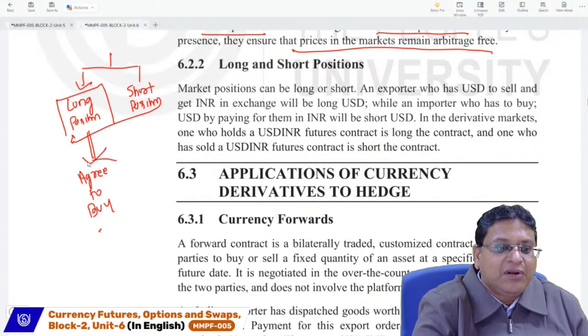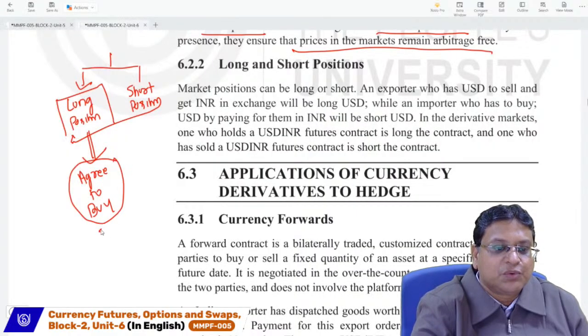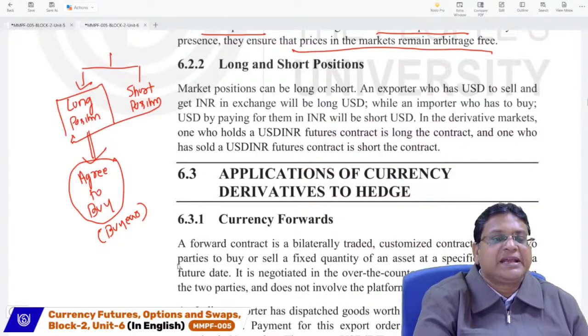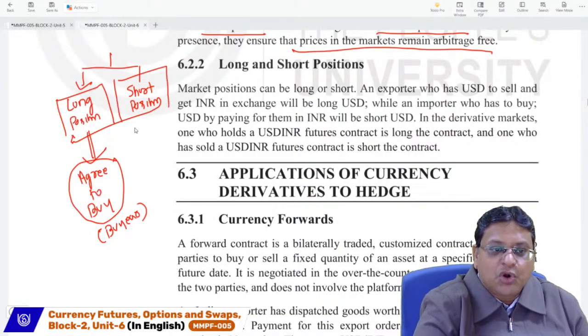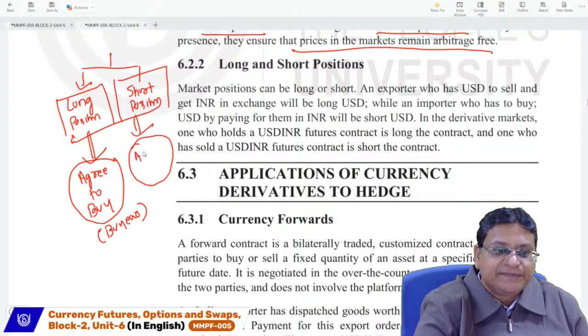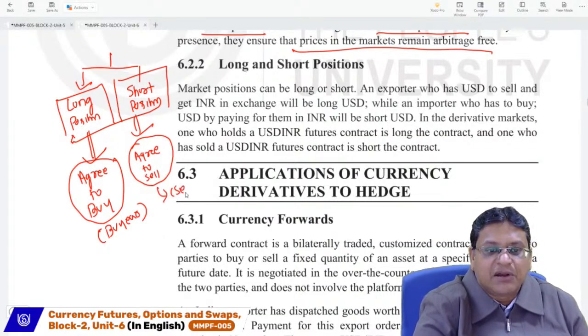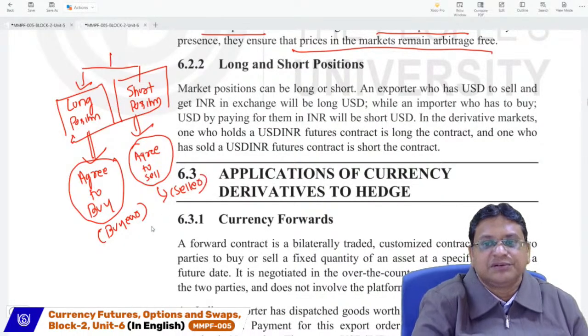So buyer takes long position. Who takes long position? Buyer of a derivative contract takes long position. And who takes short position? Short position is one in which you agree to sell. So who takes short position? The seller takes short position.